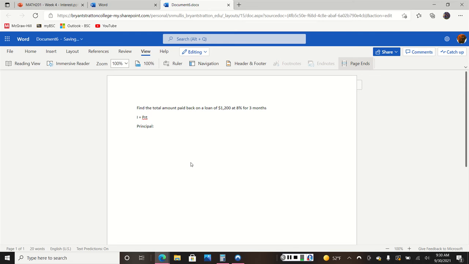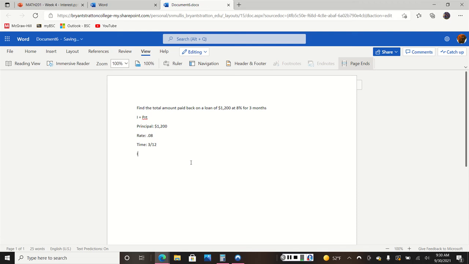So the principal amount is $1,200. The interest rate is 8% or 0.08. And the time is 3 months. We know there are 12 months in a year, so we're going to do 3 over 12. That'll allow us to calculate the interest payment for 3 months. So we'll put it in our equation.